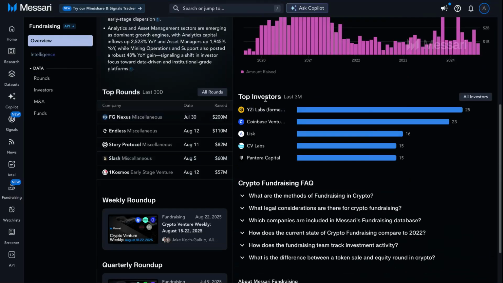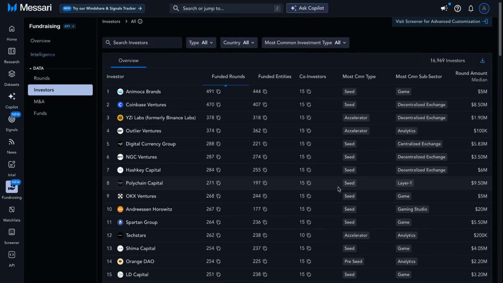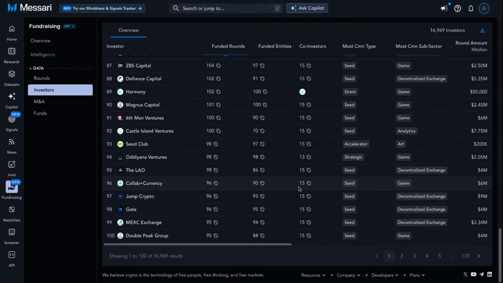We also similarly have our Top Investors module, which shows the most active investors over the past 3 months. And interacting with this module will take you to our Investor Explorer, which has over 16,000 investors.